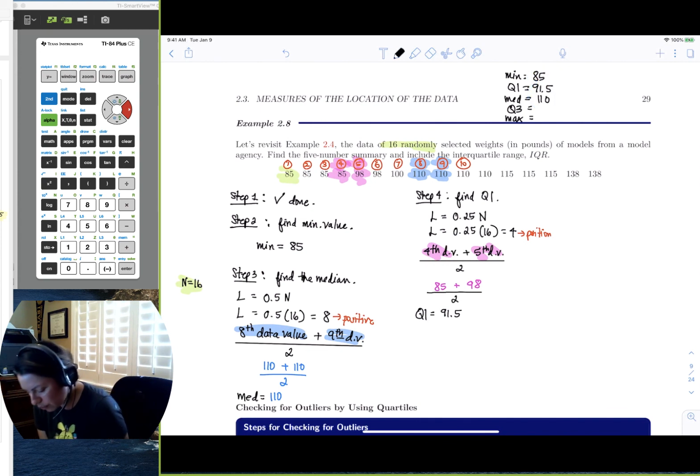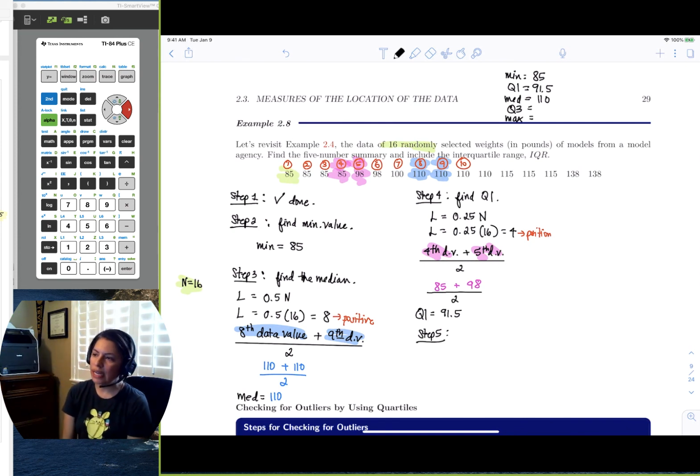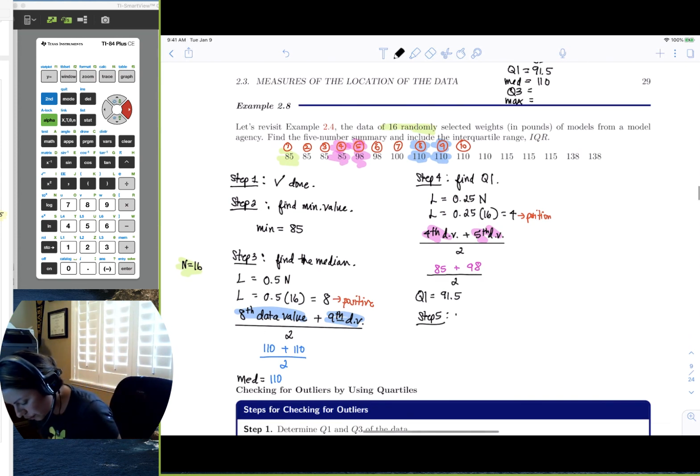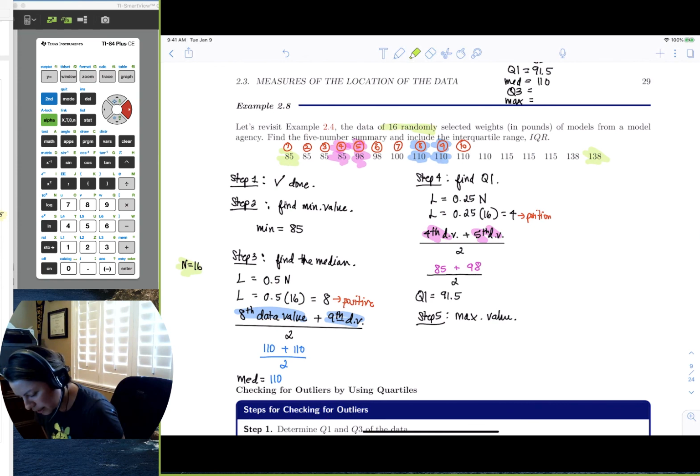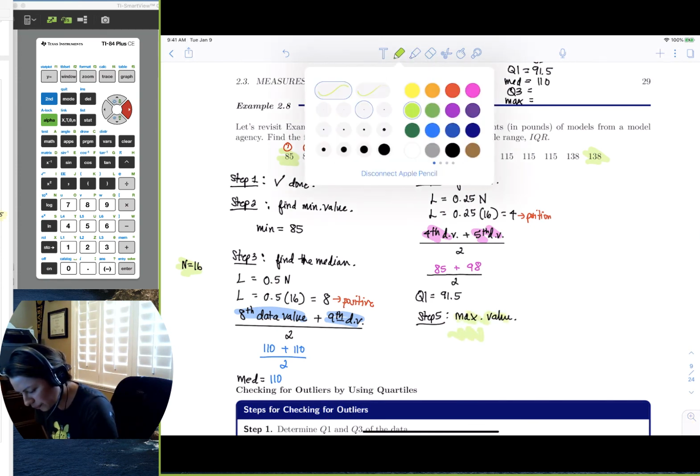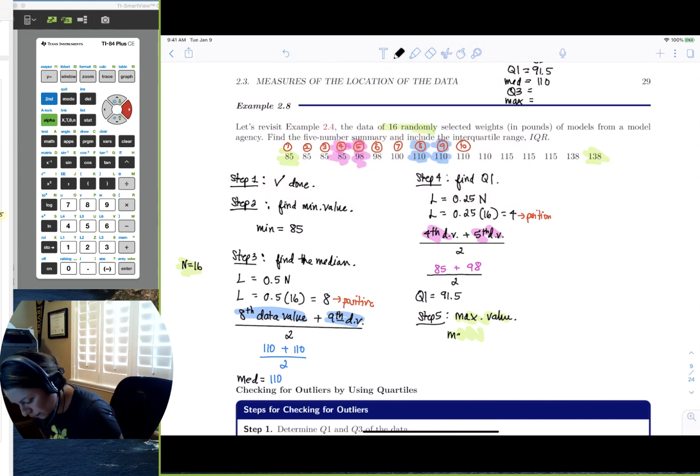Okay, so let's move on to step 5. Step 5 says go ahead and identify your maximum value. Okay, so that's not too bad, right? I can just go here and see it's 138. And so I'll put it here, 138. So I assume Q3 is going to be between 110 and 138.